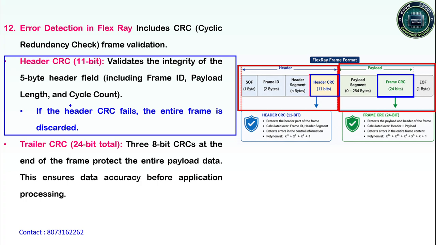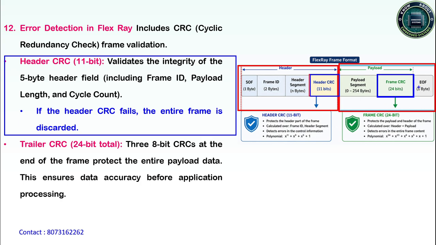If the header CRC fails, the entire frame will be discarded. That means there are two checks we will do, header CRC and frame CRC. So if the header CRC fails, then the complete frame will be rejected. Okay, so this is one thing.